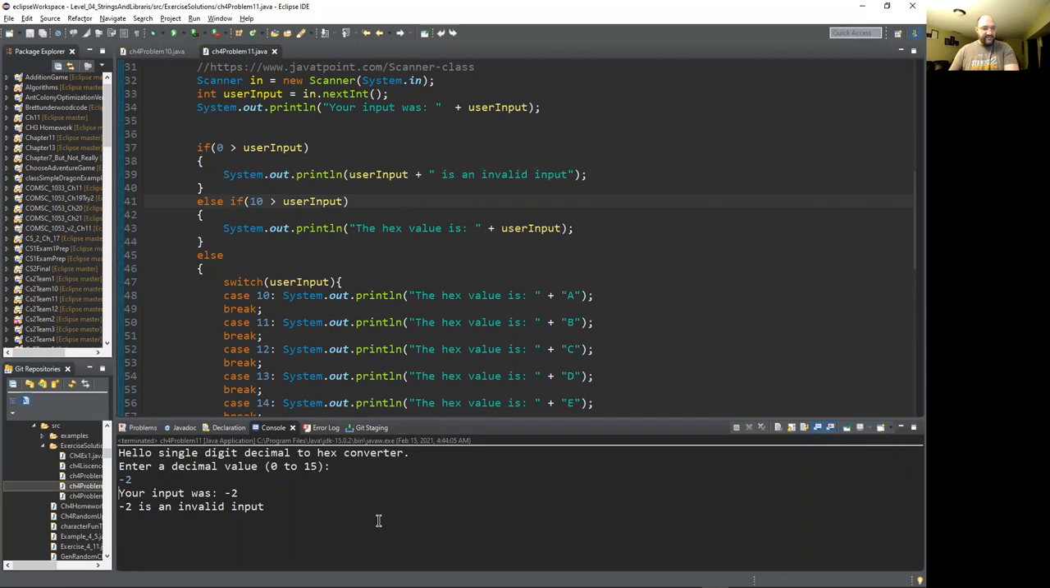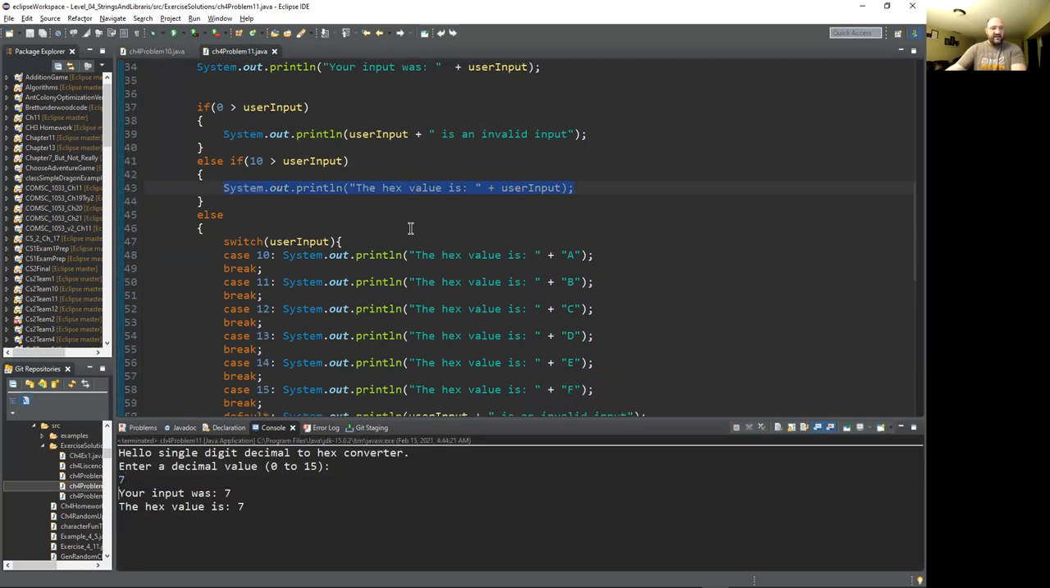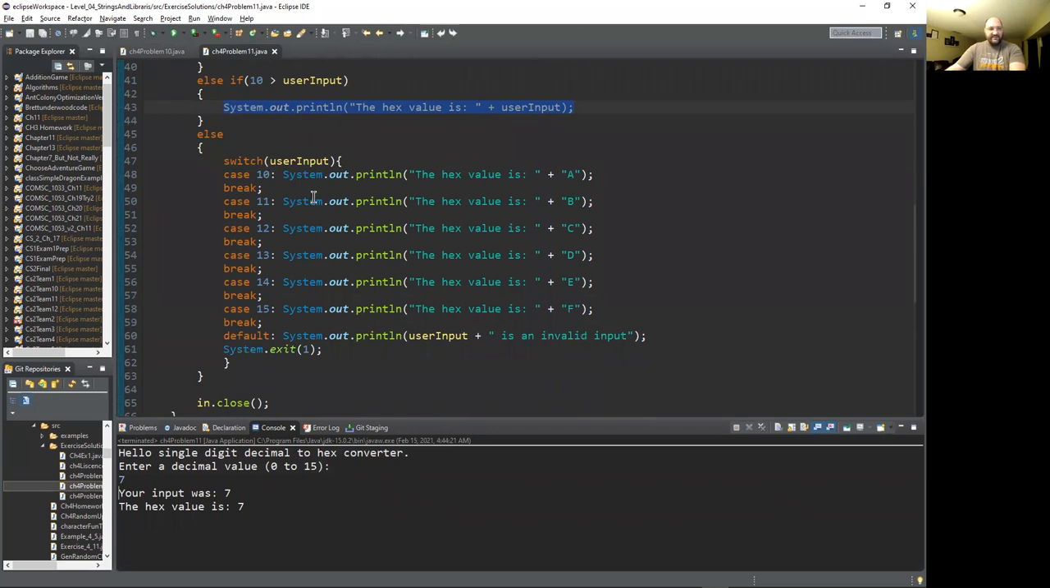All right, let's test this with another one. I want to try to get one of these. Let's try 7. I'm going to punch in 7. That should give me 7. Cool, that is as expected. Now, this is not very fancy here. It says the hex value is A if it's 10, and this basically follows off of our table.